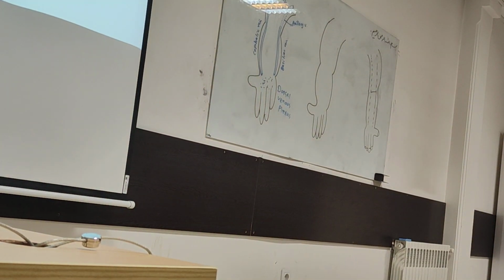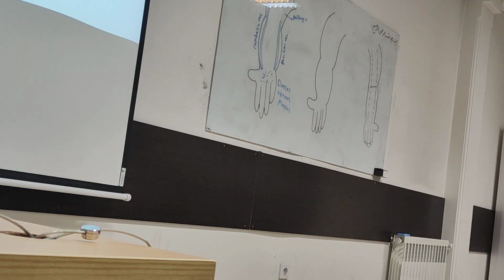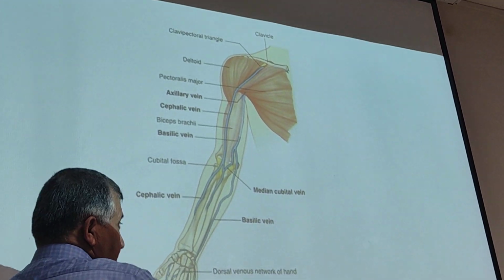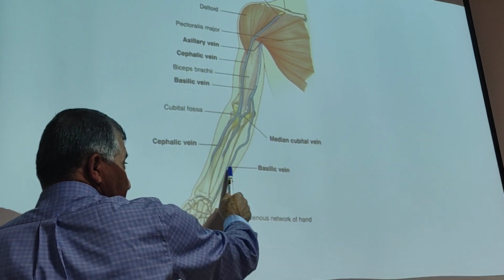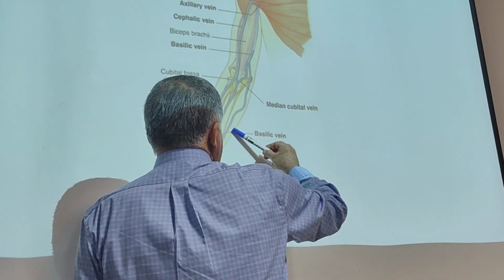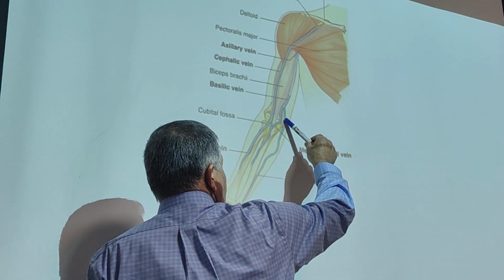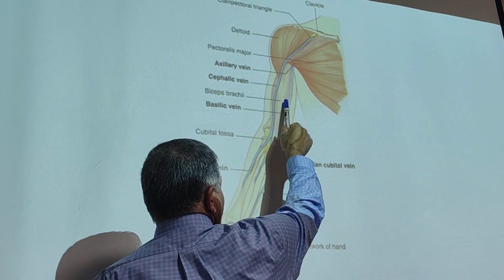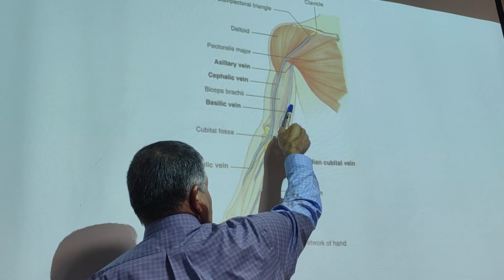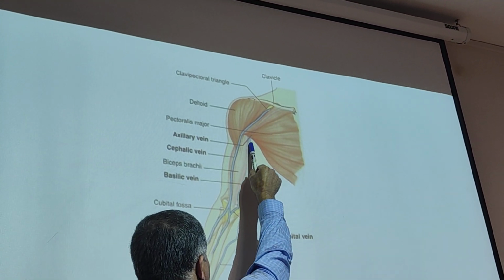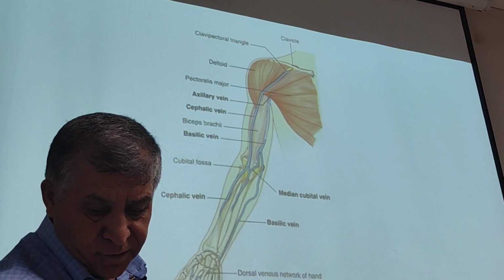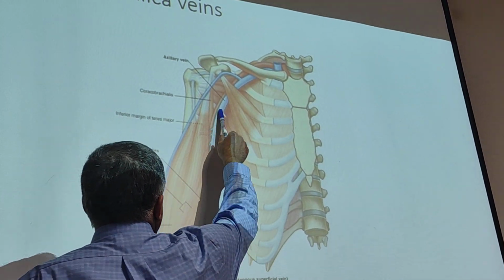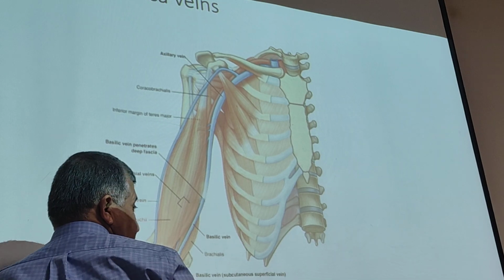In this figure, you can see cephalic and basilic. Cephalic in the lateral side, basilic in the medial side. Basilic ascends into the upper limb, and in the midpoint of the arm, pierces the fascia and is changed to the axillary vein. In this figure, you can see this one is changed to the axillary vein.